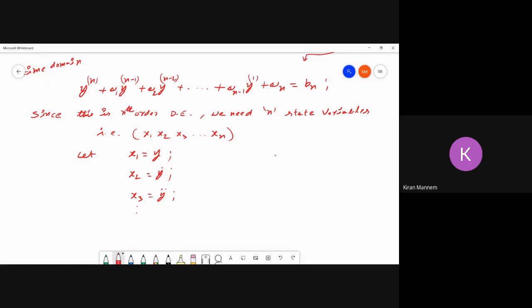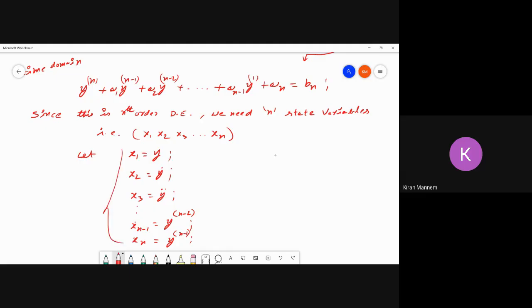And I'm putting three dots here, x to the power of n minus 1. So what is the value here? It is y to the power of n minus 2, right? It is n minus 1 here, n minus 2. So what is xn? The last variable should be y to the power of n minus 1, right? So this is about the state variables.